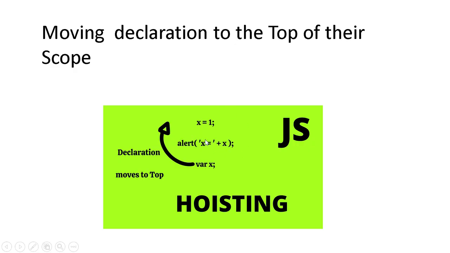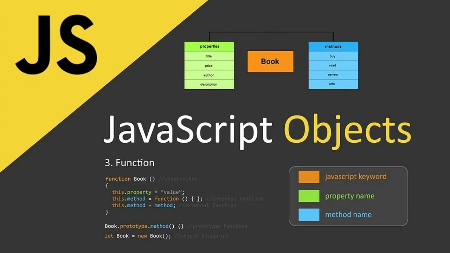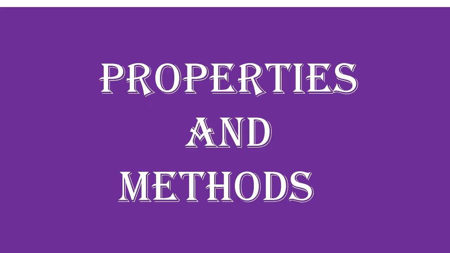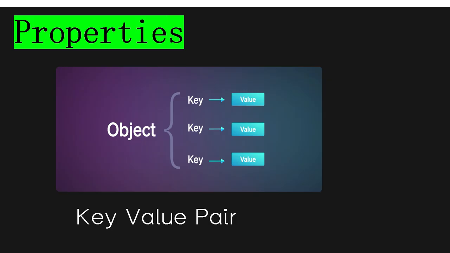And then hoisting. Hoisting is moving declarations to the top of the scope. Okay. Variables, functions, classes and all are moved to the top of the scope. This is hoisting. And then JavaScript object. An object is a collection of properties and methods. Properties are key value pairs.